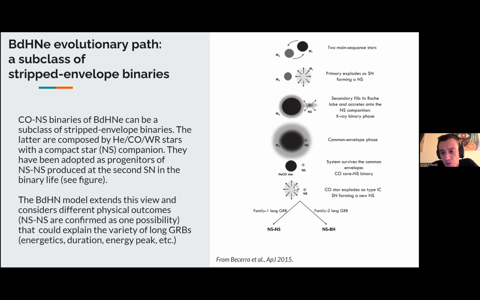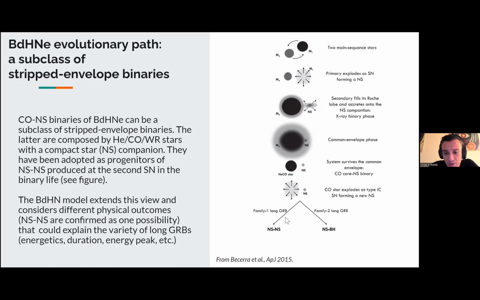Then at the end, you have the second supernova event in the binary's life. This is the supernova of this carbon-oxygen star that was left here, and here is where we focused. So the binary-driven hypernova model focuses on the possible fates of this system: the second supernova explosion with the neutron star companion. At the time, we put forward these two possibilities, and we called them family one and family two.